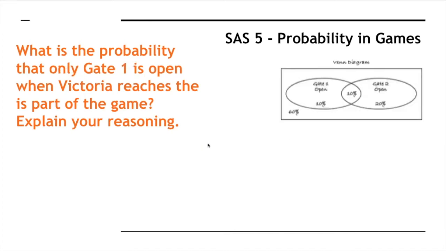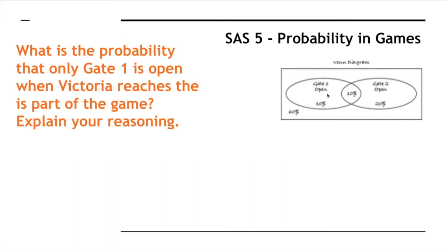All right, what is the probability that only one gate is open when Victoria reaches this part of the game? So when do we show when only one gate is open? When gate 1 is open, it's in this section right here, and gate 2 is not open, because if they were both open, it'd be in this intersection. So we know that at least 10% of the time, only one gate is open.